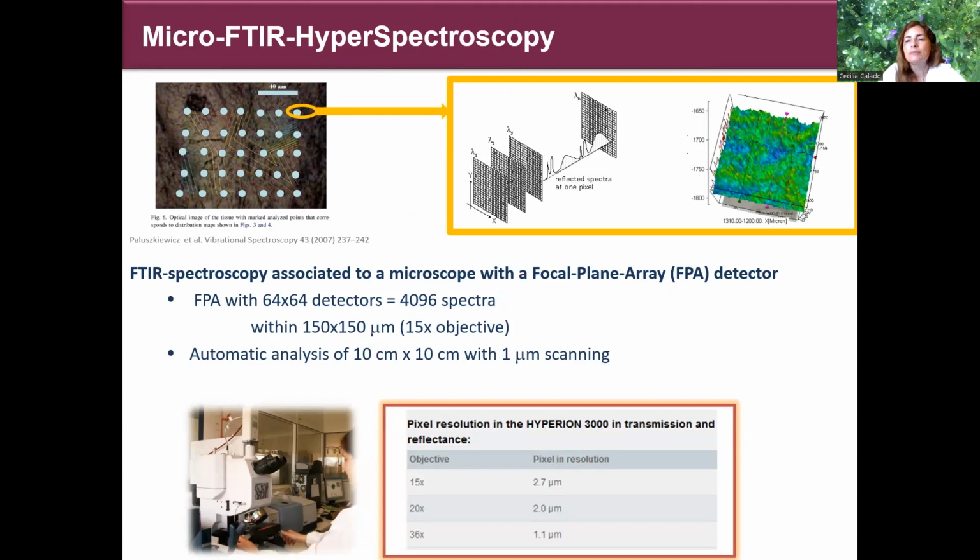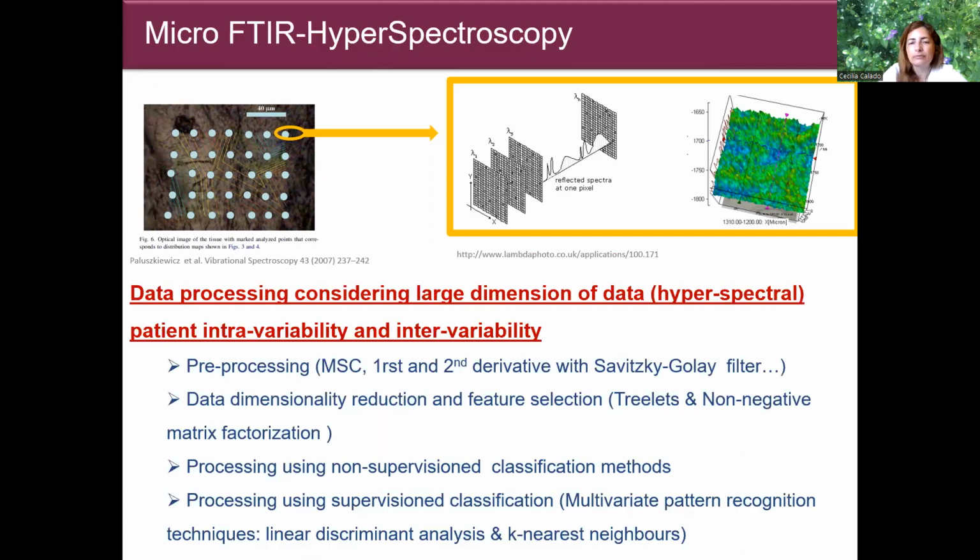So we are speaking about imaging, and we are conducting this with a microscope that has what we call a focal plane array, so it's 64 by 64 detectors. We are able to achieve more than 4,000 spectra distributed in small areas, and the microscope can conduct this at micrometer distances. It's amazing equipment. We are retrieving hyperspectra, huge quantities of spectra, and we want to understand if using this we are able to diagnose the cancer.